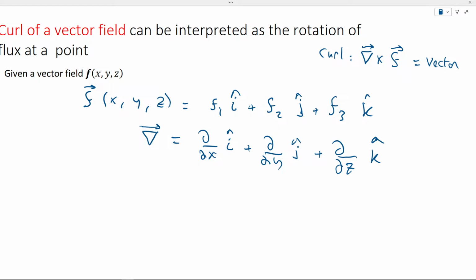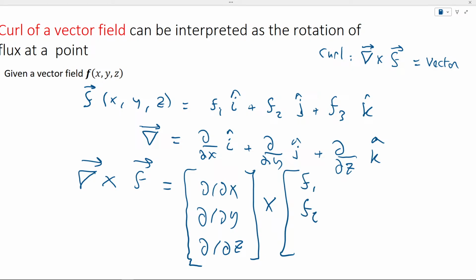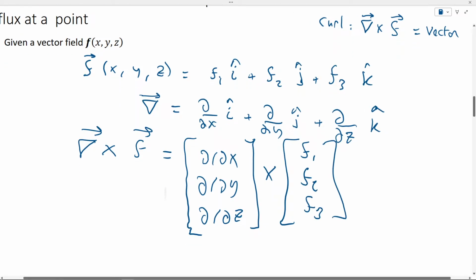So what do I want to do? I want to take this and do the cross product with this function. I can also express a vector in a different notation: partial x, partial y, partial z. This is also a vector, cross product with F1, F2, F3. So this is a vector and this is a vector.